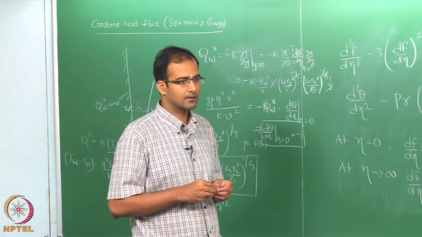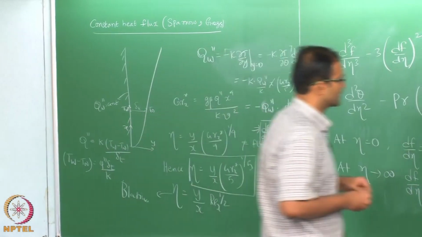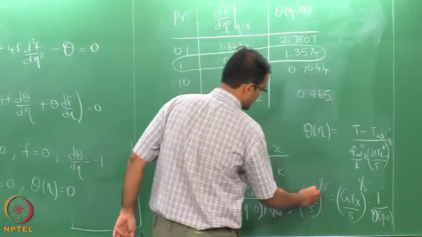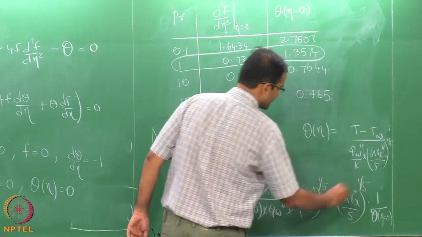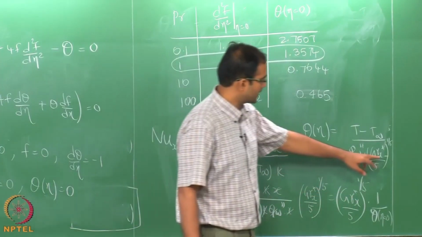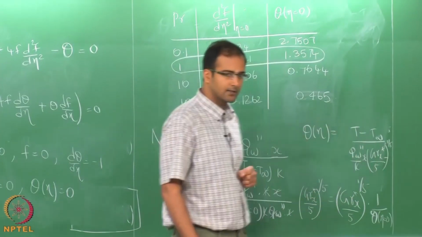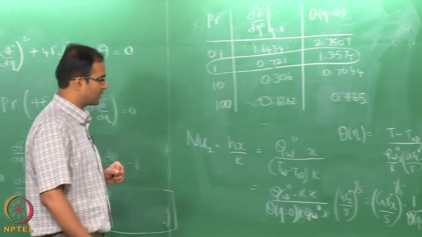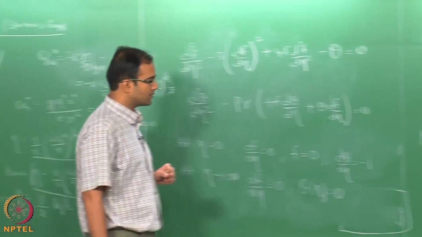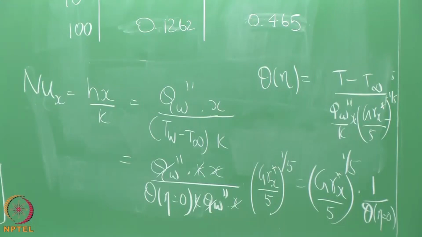This is all modified Grashof number, correct. So, all this is star. Is this the same thing? I am using this expression and putting this Grashof number, this is all modified. So, whenever you talk about the constant wall flux case, you have to always use the modified Grashof number.